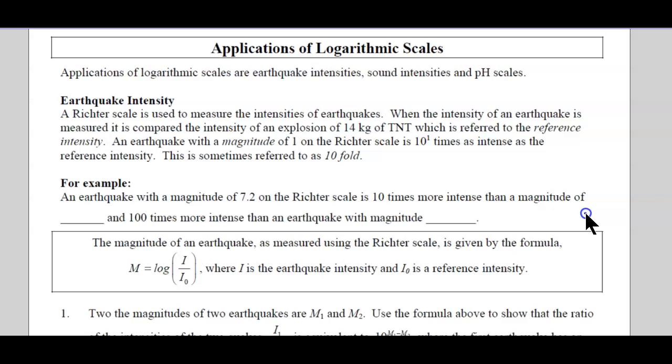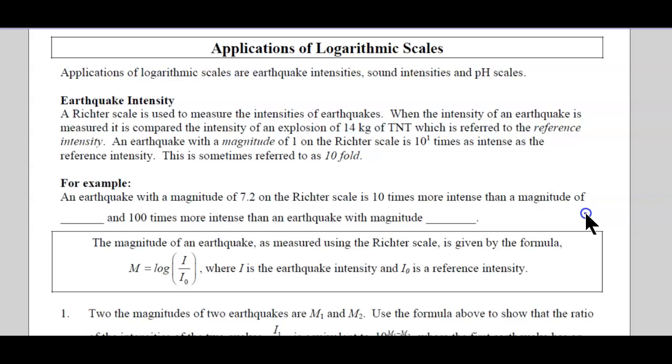The Richter scale is used to measure the intensity of earthquakes. When the intensity of an earthquake is measured, it is compared to the intensity of an explosion of 14 kilograms of TNT, which is referred to as the reference intensity. An earthquake with a magnitude 1 on the Richter scale is 10 to the 1 times as intense as the reference intensity. Sometimes we say that tenfold. So each increase of 1 on the Richter scale multiplies the intensity by a factor of 10.